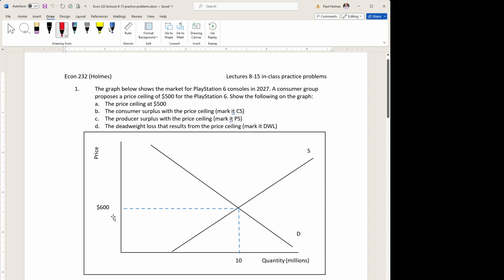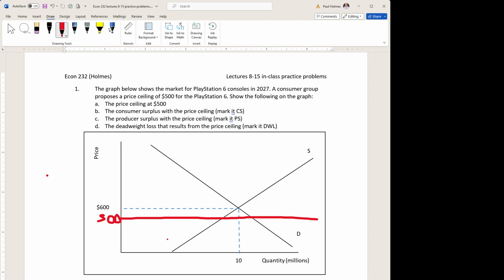We've got a market price of $600, quantity of 10 million, and someone is proposing a price ceiling at $500. Okay, well, let's see how we can go about that. Okay, price ceiling at 500. Once we've got a particular price in mind, we should just go ahead and whack a horizontal line across at that price. So there we go, 500.